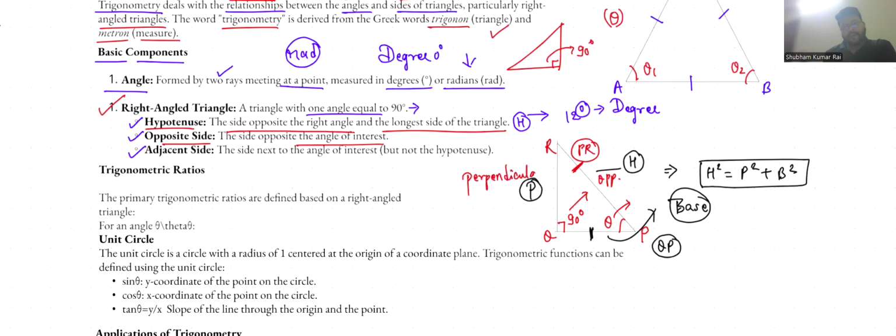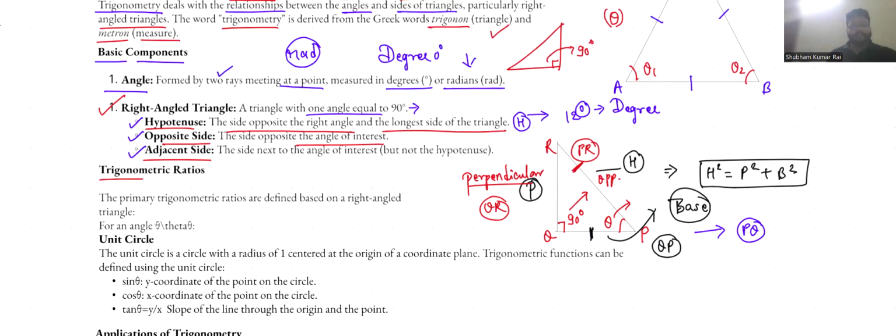That is QR, right? And if we just say the adjacent side, so here the next side, which is next to the angle of interest, or the reference angle we have taken, is said to be the base, as we have discussed. So here the base side is what? It is PQ, right? So we have discussed all about the Pythagoras theorem over here. Now, further we will be discussing what trigonometric ratios are.